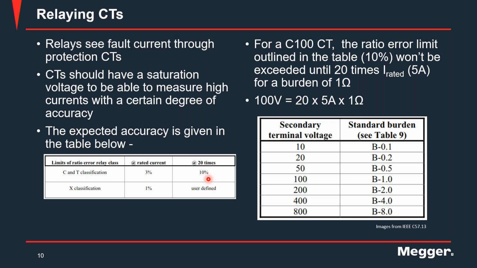So on this table, you can see what are the burden values which correspond to different values of secondary terminal voltage. For a C800 CT, the burden is 8 ohms. For a C400 CT, the burden is 4 ohms. So as long as the burden connected to the CT is less than or equal to the standard burden for that particular CT, the CT should be able to function as per the specifications, and the ratio error should not exceed 10% at 20 times the rated current.